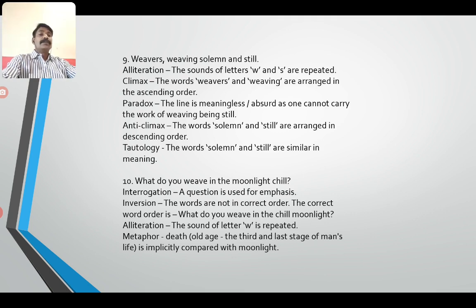10. What do you view in the moonlight chill? Interrogation, because the poetic line ends with a question, so simple to understand. Inversion, the words are not in correct order. The correct word order is: what do you view in the chill moonlight. The words are not perfect as far as grammar is concerned, so it's an inversion. When the words are not arranged in a correct word order or do not follow grammatical rules to make that sentence or poetic line, that makes an inversion.